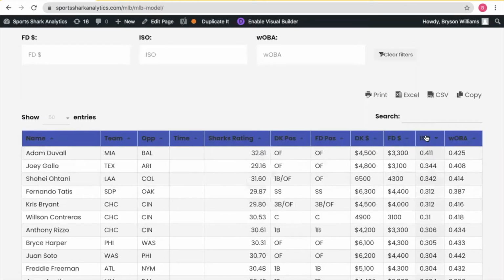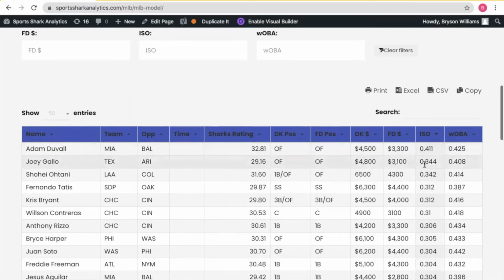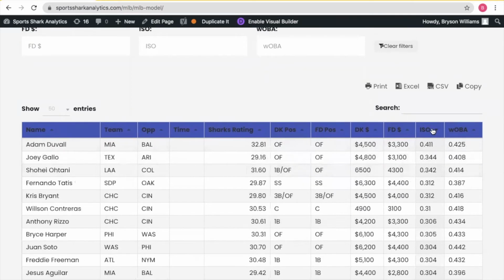ISO is a good way to find upside from your position players. So typically, I would target an ISO over 200. Look for people that are over 200 is where I would target for the ISO. And for those of you that don't know, ISO is isolated power. So this is pretty much your extra base hits, your doubles, your triples, and your home runs all factored into this metric. So this is basically the projected ISO for today's slate.